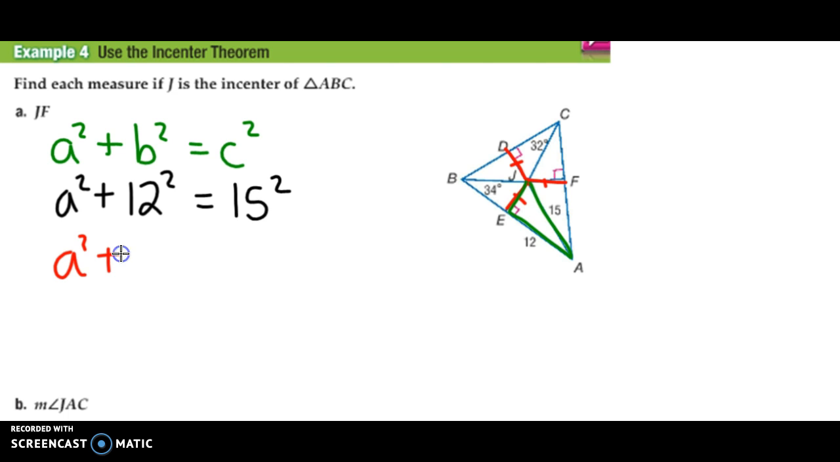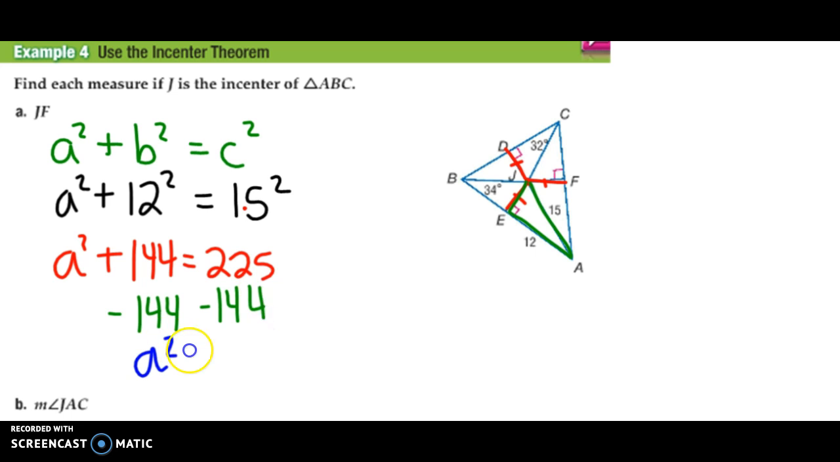A squared plus 12 squared is 144. 15 squared is 225. I subtract 144 from both sides. And I find that A squared is equal to 81, which means that my A is the square root of both, so A is 9. So that means this side right here, JE, is 9. So how long is JF going to be? JF is going to be 9.